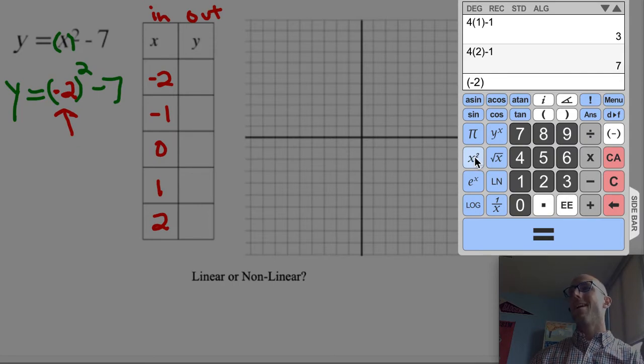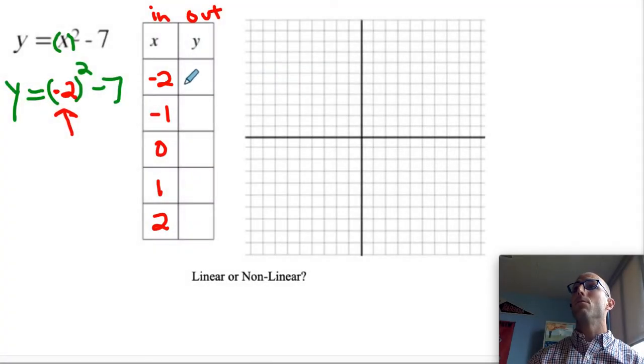Your calculator has a little caret button where we can do powers. All right, we can show you that, but I'm just going to do that one. So this little caret means to the power of, or it tells me it's an exponent. So -2 to the power of 2, and then I have to subtract 7 as well. So I'm going to do that right away. -7. All right, so this has an output of -3. Input -2, output -3. Okay.